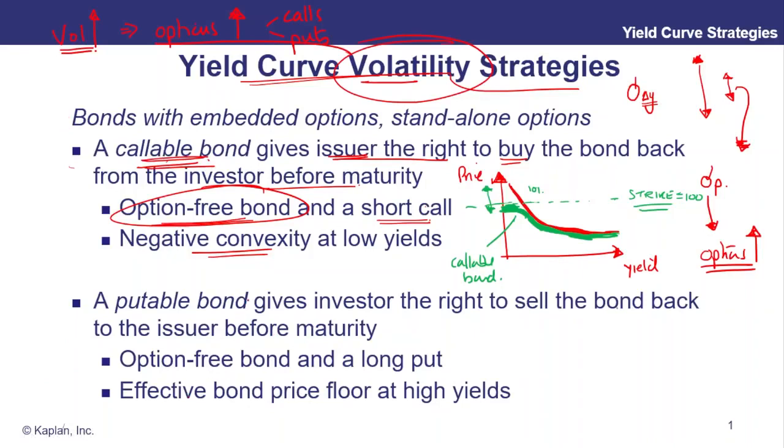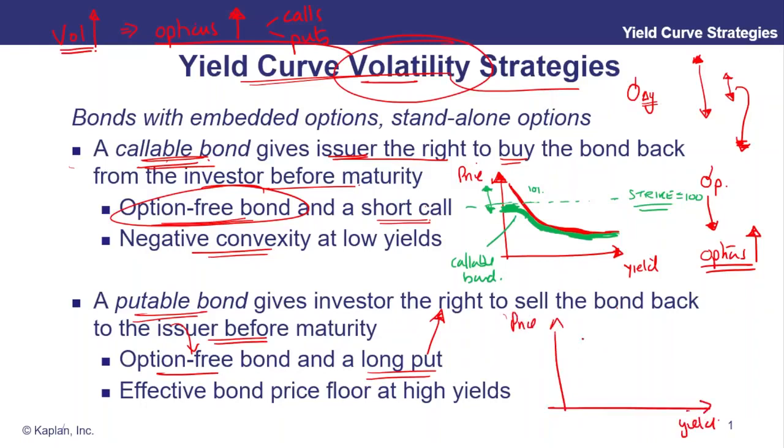You might remember from previous levels that a puttable bond is a straight, option-free bond and a long position in a put, the right to sell the bond back to the issuer prior to maturity. So the investor here has the option. They hold the option, which gives them value this time.